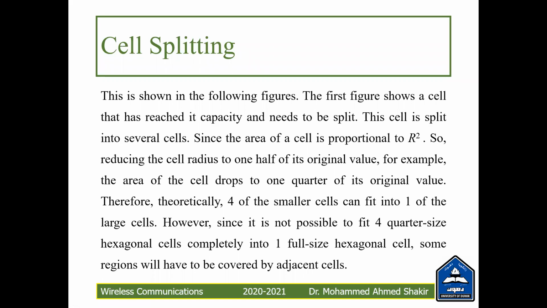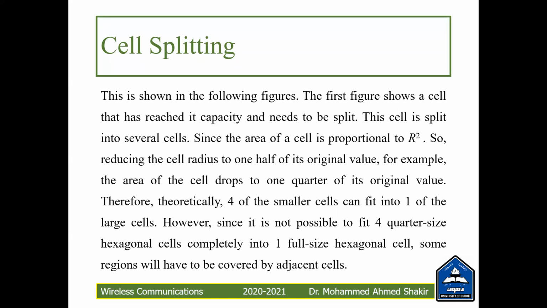R squared. Yes, so reducing the cell radius to 1/2 means that R will be replaced by R over 2. So R over 2 squared will be R squared over 4. So the new cell, which has the radius of R over 2, will have a quarter of the area of the large cell.